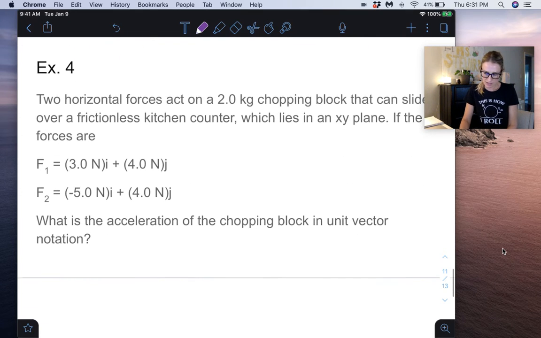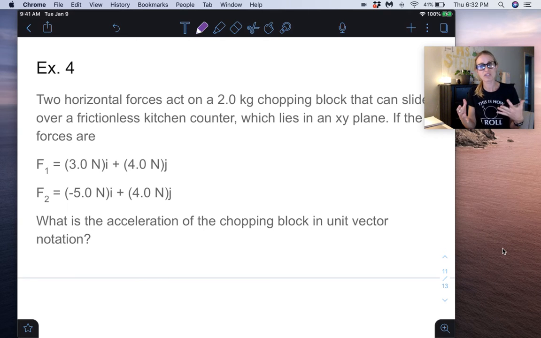All right. Example number 4: two horizontal forces act on a 2 kilogram chopping block that can slide over a frictionless kitchen counter which lies in an XY plane. If force 1 is 3 newtons i hat plus 4 newtons j hat, and force 2 is negative 5 newtons i hat plus 4 newtons j hat, what is the acceleration of the chopping block in unit vector notation?